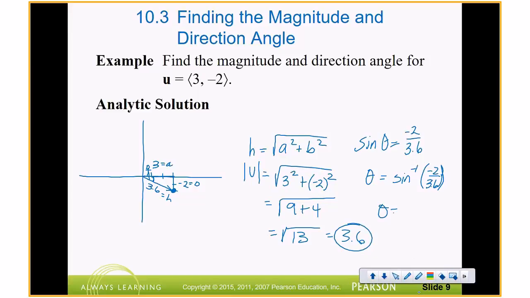Make sure it's in degree mode. 33.75, so 34 degrees. Now, of course, that angle right here is 34 degrees. So this angle is what? 326 degrees. Somebody check it for me. 326 degrees. Check it. Yep.